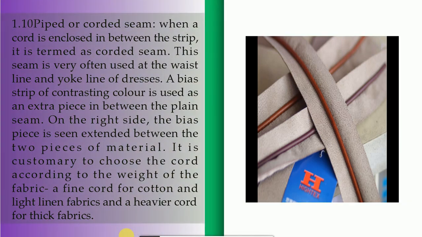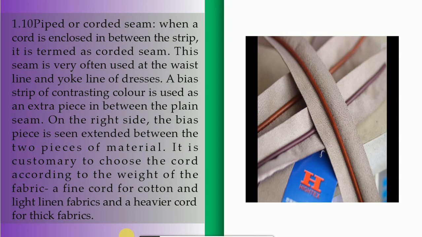1.10 Piped or corded seam. When a cord is enclosed in between the strip, it is termed as corded seam. This seam is very often used at the waistline and yoke line of dresses. A bias strip of contrasting color is used as an extra piece in between the plain seam.